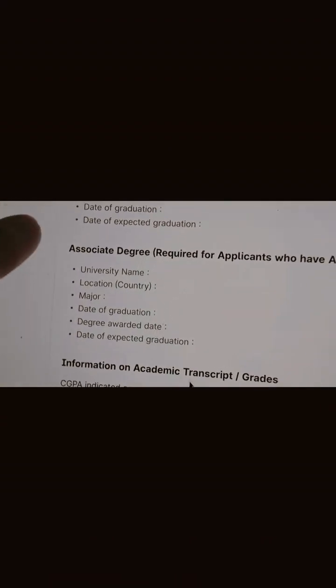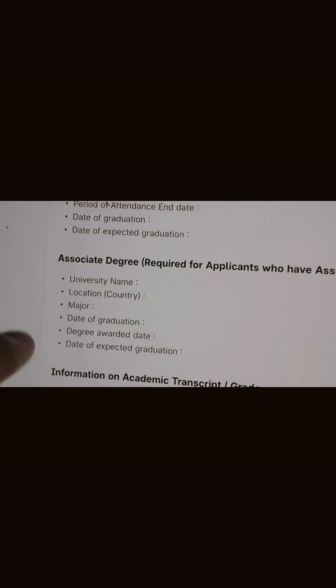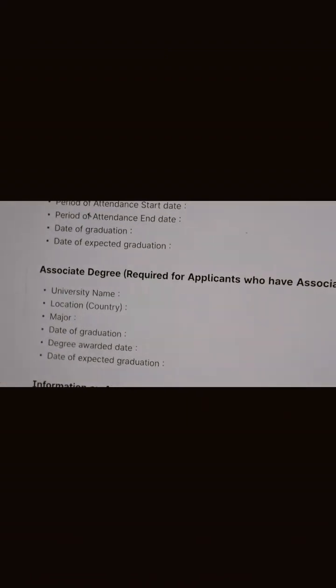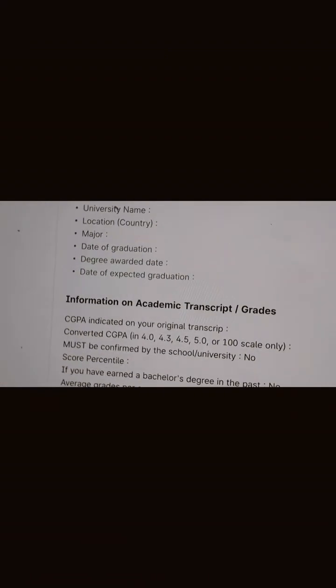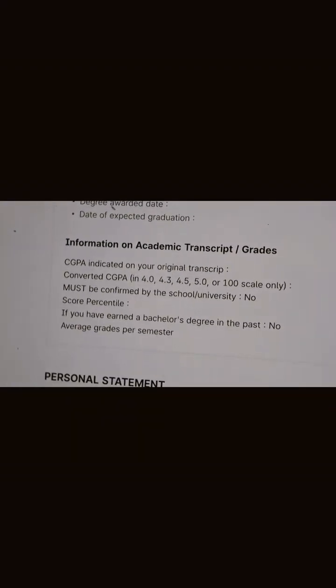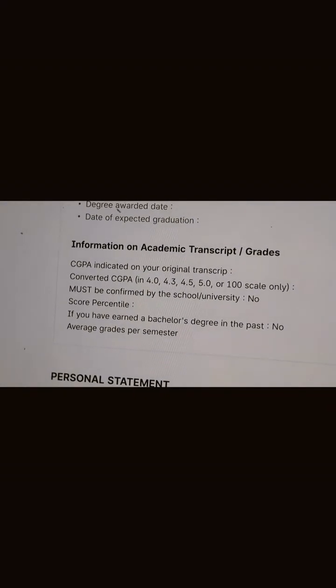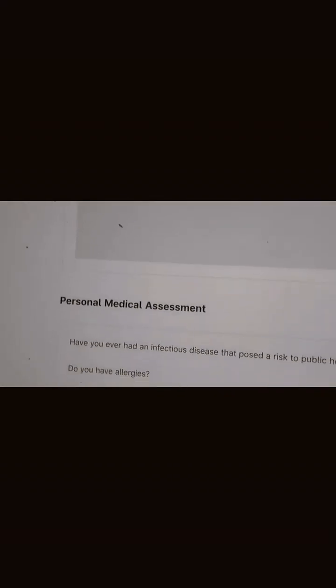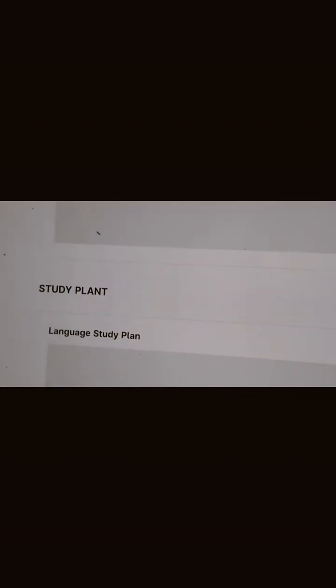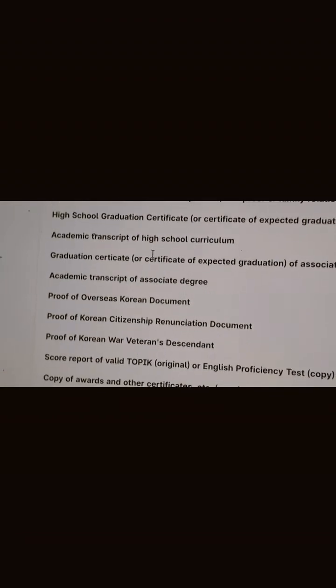If you've taken an associate degree and you want to proceed to a bachelor's degree, this is where you'll be able to find it. Technically, the information is more of a copy of your form 1. The most interesting part is actually the personal statement and study plan, which I'll share more information about.